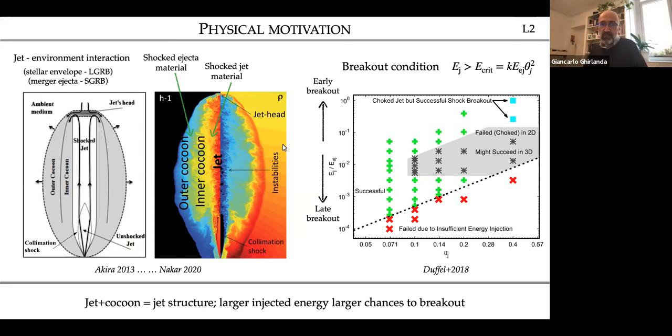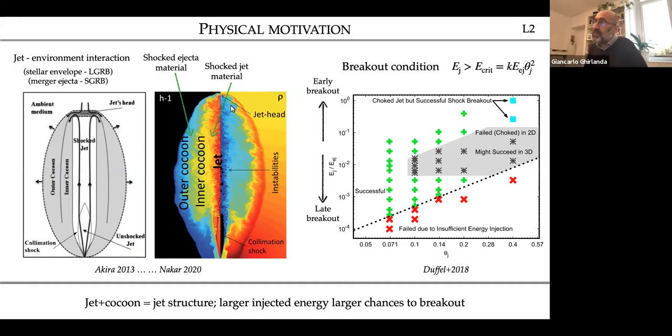I forgot to say, but it's obvious that the structure of the jet that I discussed before is intimately related to this process, because you see that there is an angular distribution in the jet and, to a lesser extent, in the cocoon, of the distribution of energy.